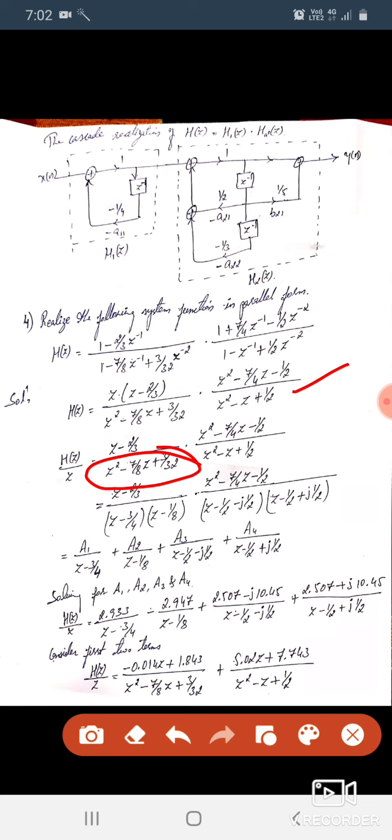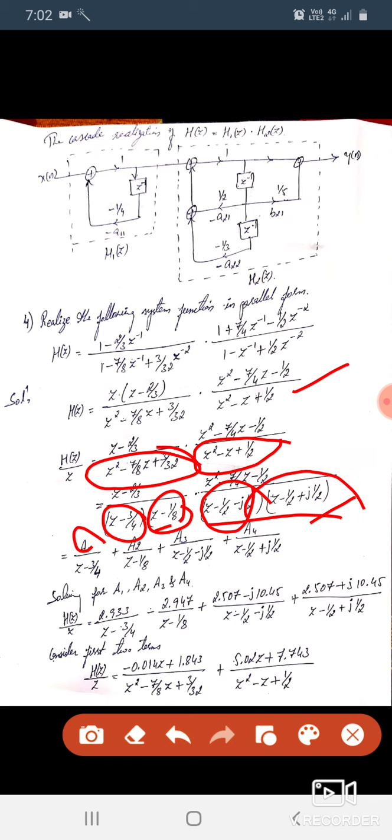If you take the factors of this, you will be getting z minus 3 by 4, z minus 1 by 8, and for this you will be getting z minus 1 by 2 minus j 1 by 2, z minus 1 by 2 plus j 1 by 2. Here is a complex pole, and these are real poles. After that, by using the partial fraction expansion method, we have to take each of z minus 3 by 4, z minus 1 by 8, then z minus 1 by 2 minus j 1 by 2, z minus 1 by 2 plus j 1 by 2, with coefficients a1, a2, a3 and a4.